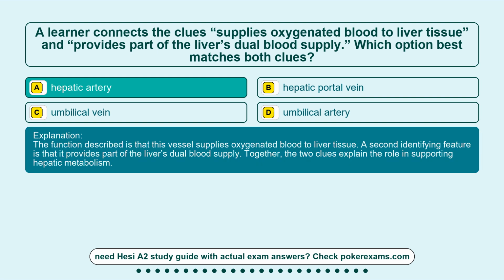The function described is that this vessel supplies oxygenated blood to liver tissue. A second identifying feature is that it provides part of the liver's dual blood supply. Together, the two clues explain the role in supporting hepatic metabolism.